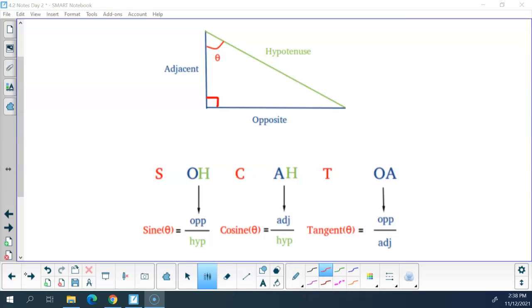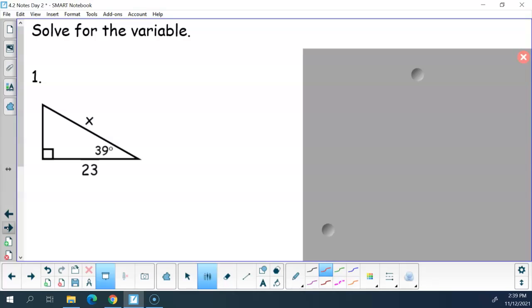Now, with SOHCAHTOA comes the fact that we can now solve for certain angles, or we can solve for certain sides. Okay? So you will need a calculator for the examples that we go through today. Okay? Just so you are fully aware. Here we go. Okay? So it says solve for the variable. So how would I go about doing this particular problem?